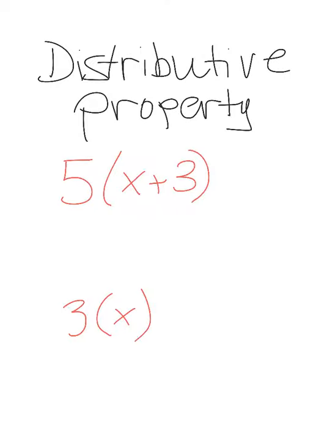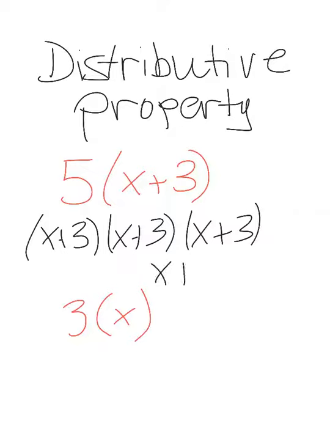The first thing we're going to review is the distributive property. The distributive property is thinking about it in terms of when you have groups of something. So for example, if I have 5 parentheses x plus 3, that really is saying I have 5 groups of x plus 3. So you honestly could even write them out in your 5 groups if you wanted to.